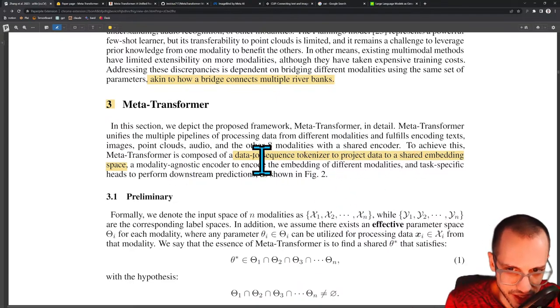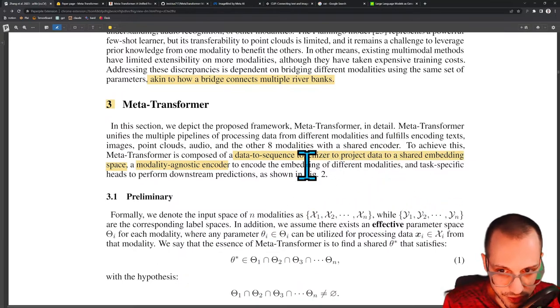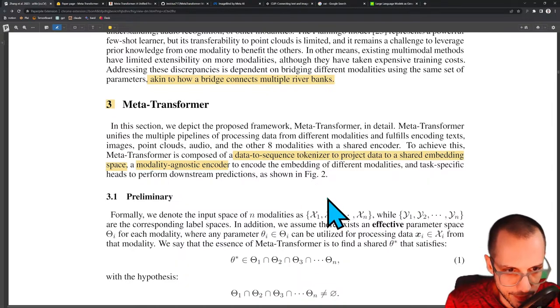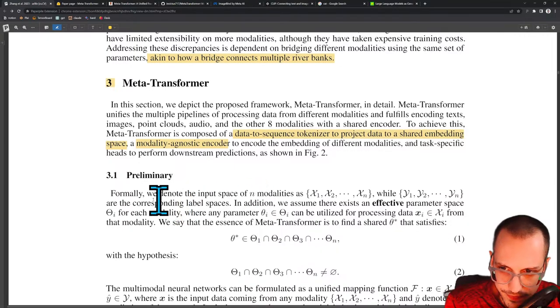So here they're kind of making it seem like, oh, we have this modality-agnostic encoder, but then we have specialized tokenizers for each modality. Well, another way to say that is you have specialized encoders for each modality, and then you have an additional encoder after that that further encodes it. So, I don't know, let's see. And then task-specific heads to perform downstream predictions.